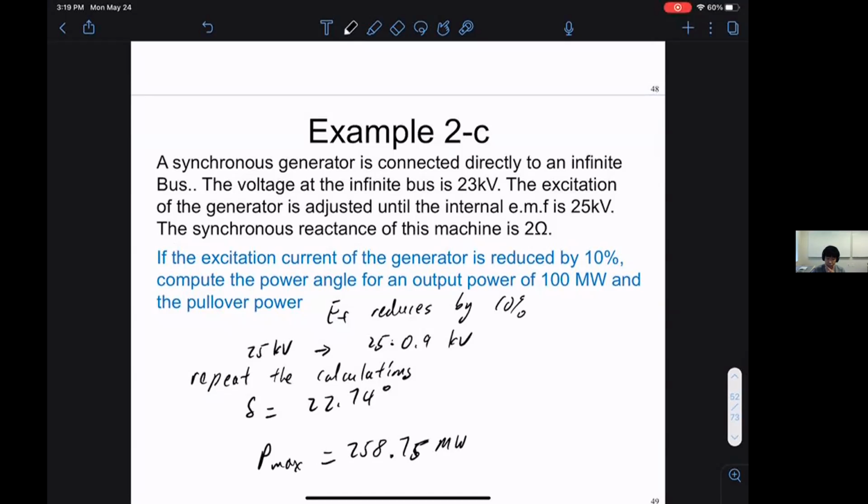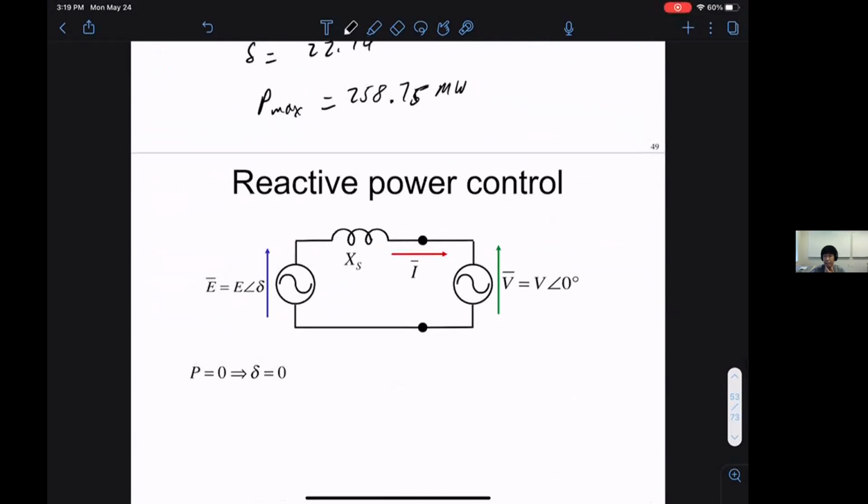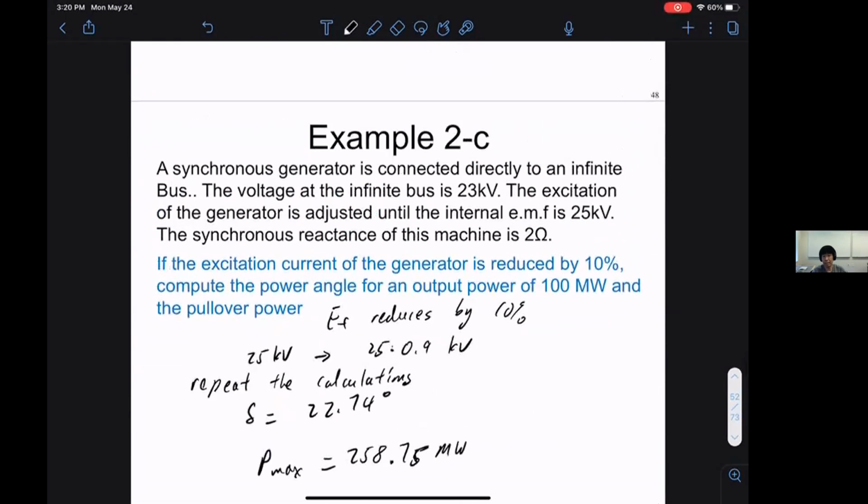Okay, so next we'll look at the reactive power control. Actually, what time is it? Before we do that, let's take our break until 3:30. Then we'll look at reactive power control, and we'll finish synchronous generators. And then we'll start looking at transformers. Okay, so let's take a break until 3:30.